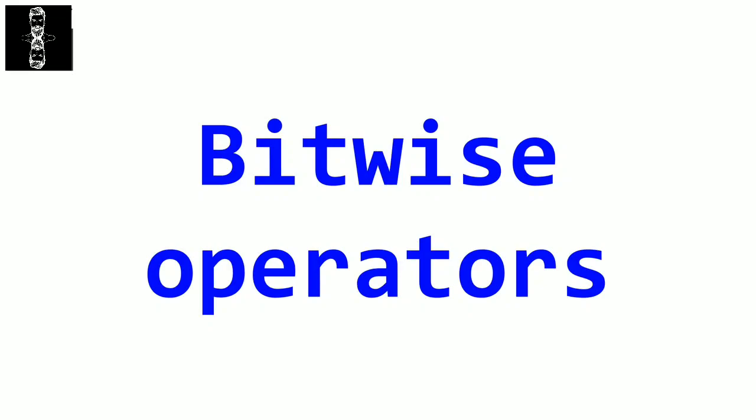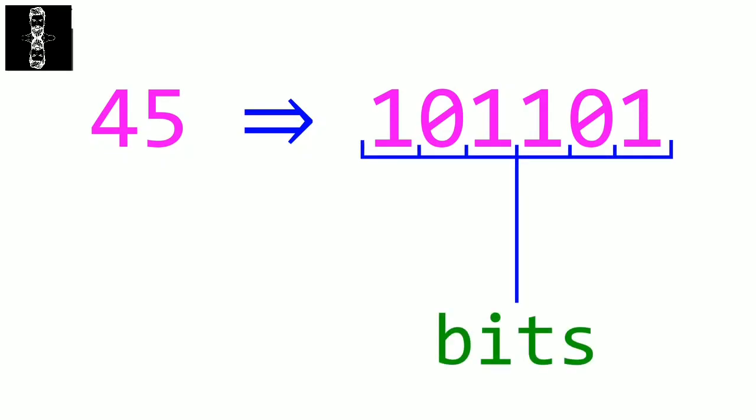We will talk about bitwise operators. As I told you in the beginning of the course, numbers are represented in binary in the machine, and a binary number is made of bits. And bitwise operators are operators that work on a bit level.